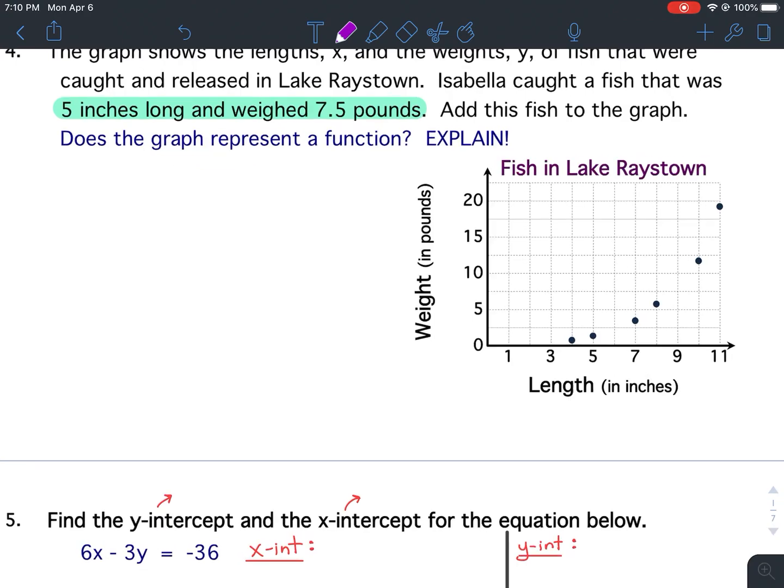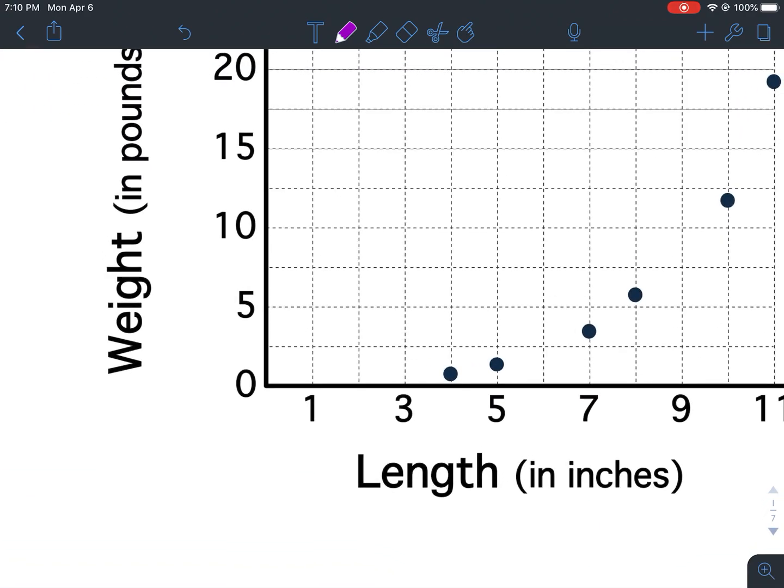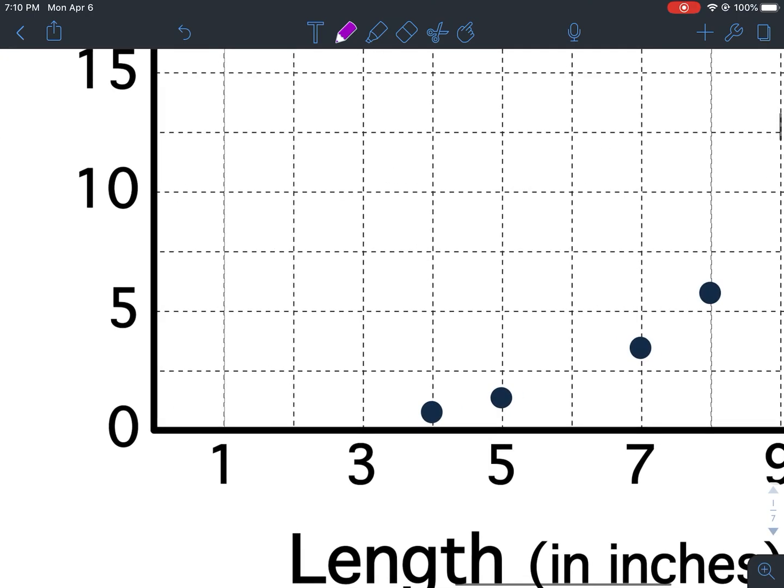So we're going to go to our graph. I'm going to go over to 5 inches, and then up to 7.5. And halfway between 5 and 10 is 7.5. So over 5 inches and up to 7.5. Okay, so that's where my point is.